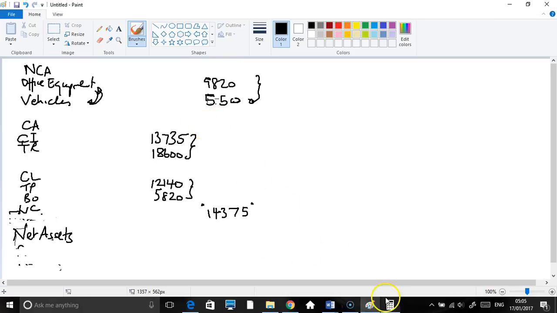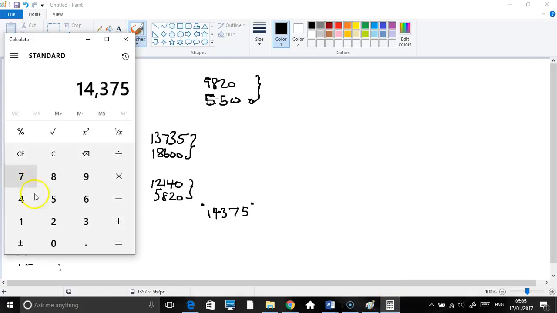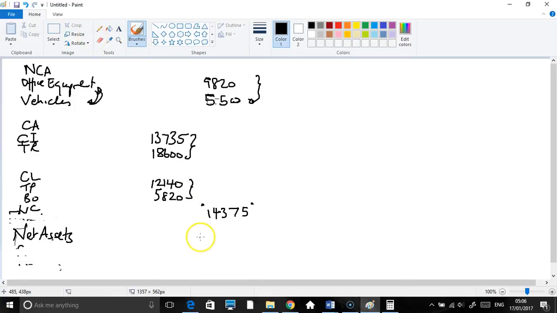So let's go back to the calculator. Now add to that the 9820 plus the 5500, and that gives you 24,745. Those are your net assets. Tick. Now we need to find out, is that equal to capital?